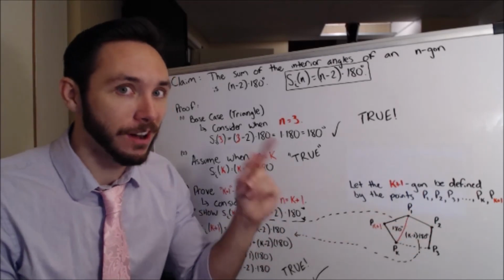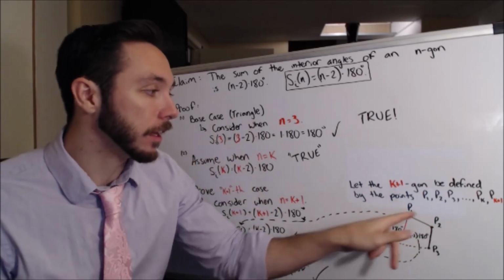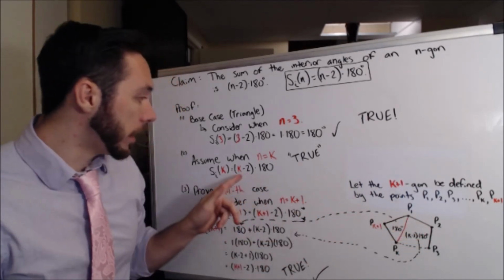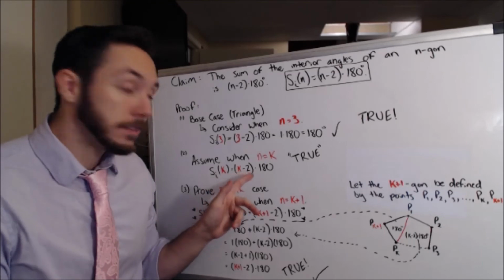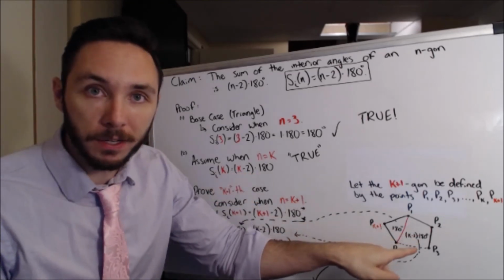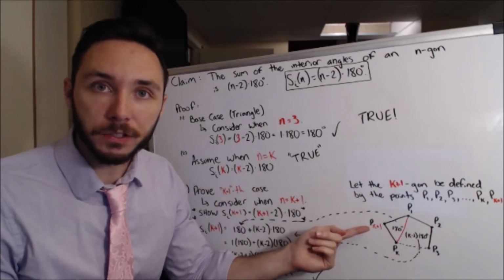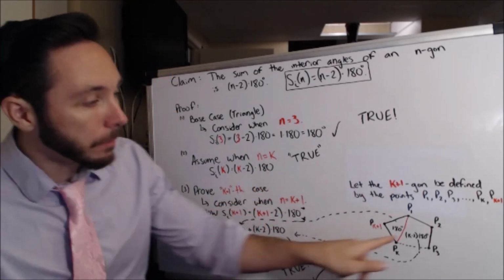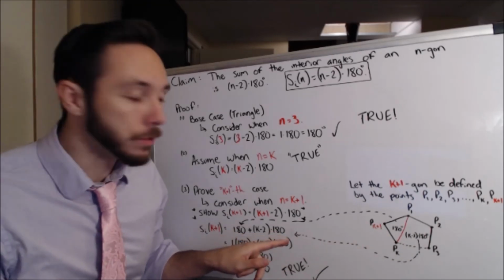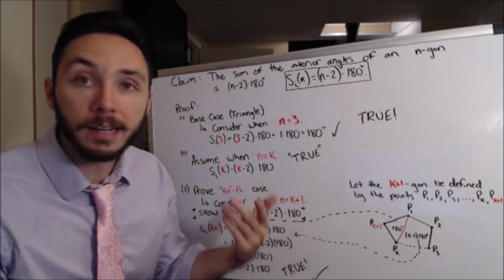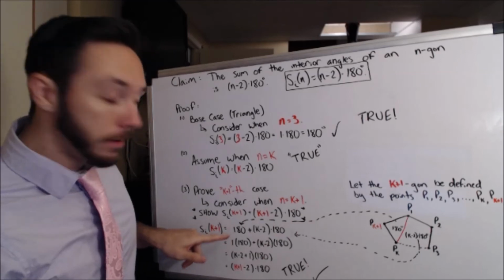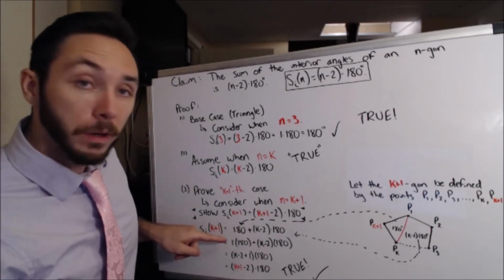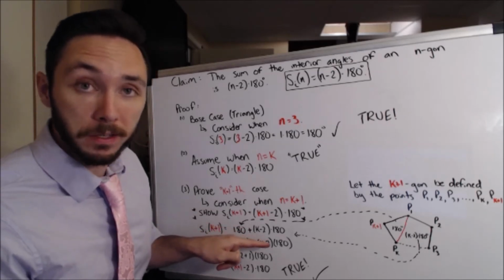What do I know, based off my assumption of a k-gon, about what the measure of the degrees add up to there? Well, it's going to be (k minus 2) times 180. I know that degree measure, and I also know the degree measure of a triangle. How about I just add them up? I'm going to take that 180, and that (k minus 2) times 180 for the other polygon, and I'm just going to add them up. We have 180 plus (k minus 2) times 180.